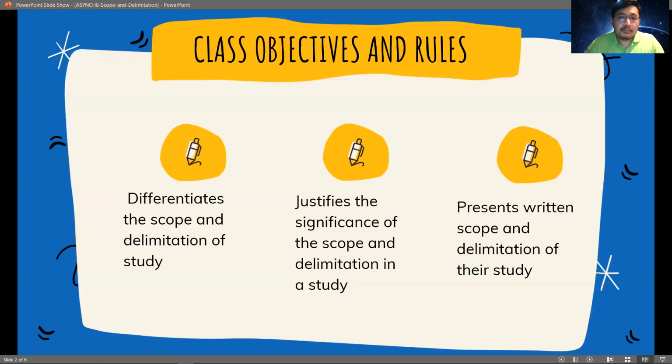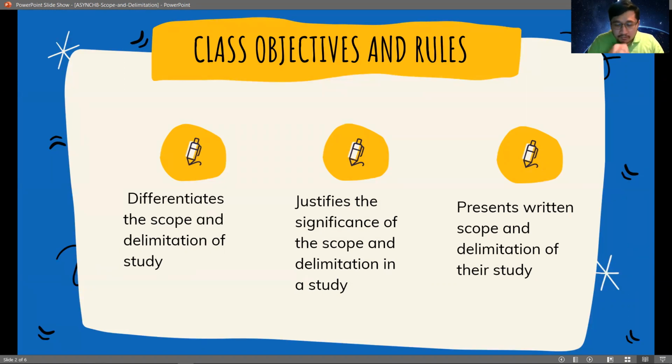Okay, and these will be the objectives for this afternoon. You will differentiate the scope and the delimitation of the study that you are making. Aside from that, you will also justify the significance or the importance of the scope and the delimitation of your own study. Afterwards, you will write and present your own scope and delimitation of your study.